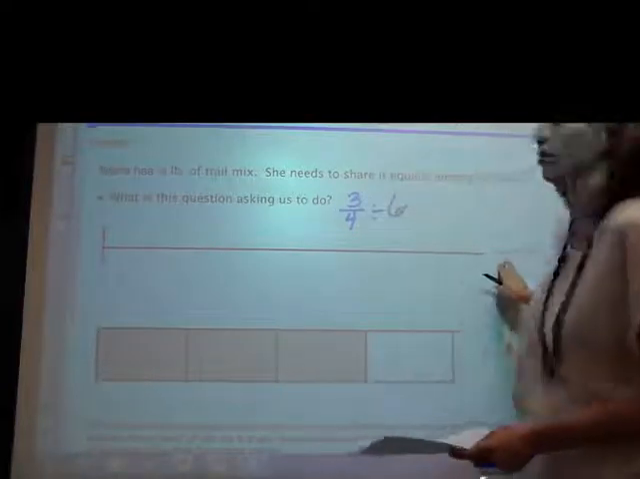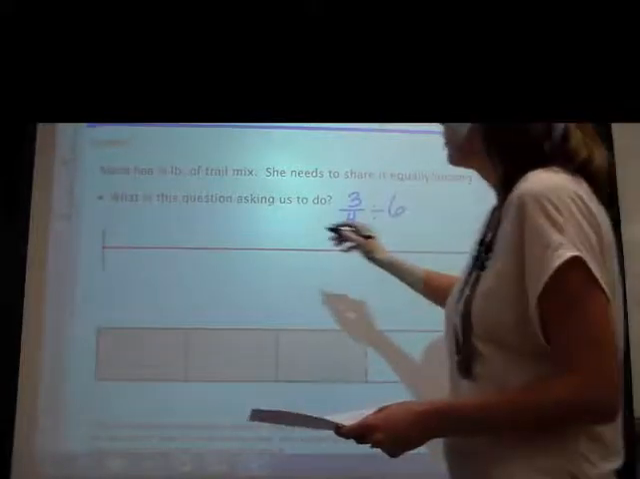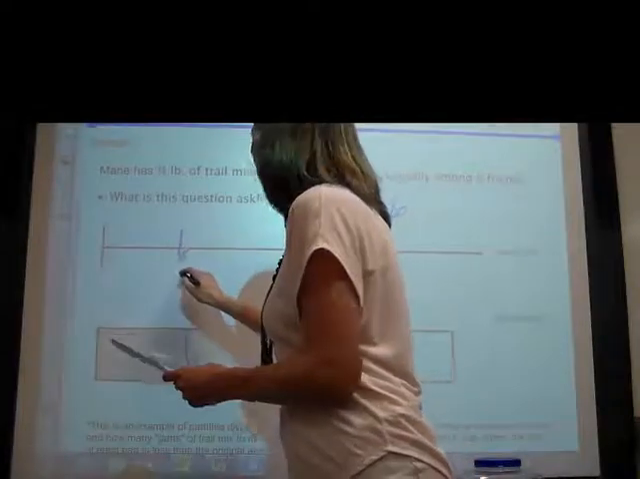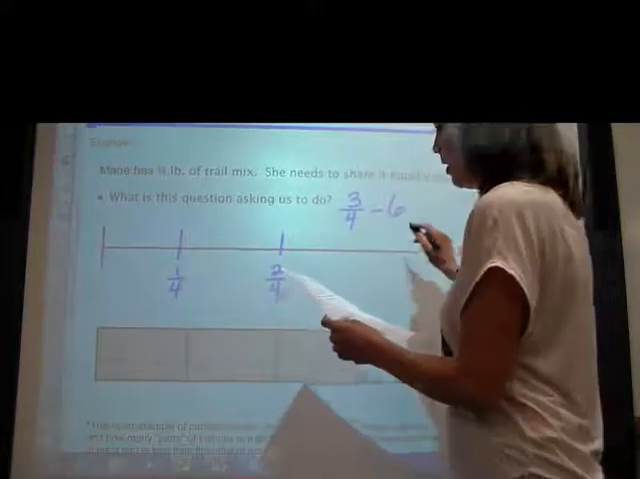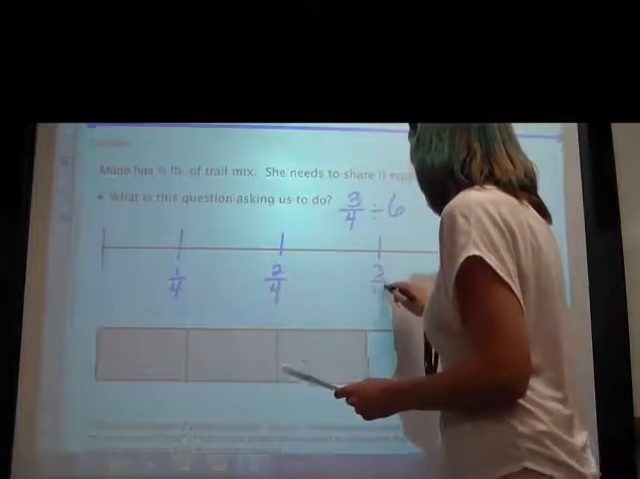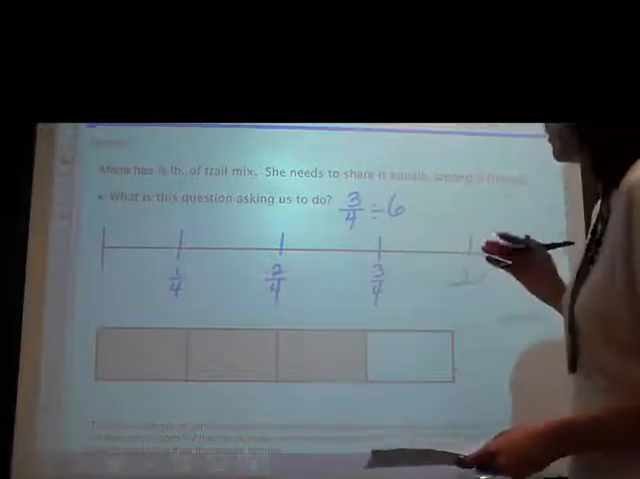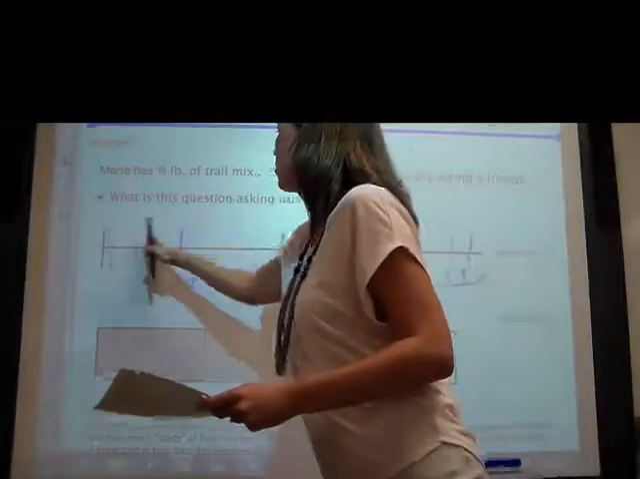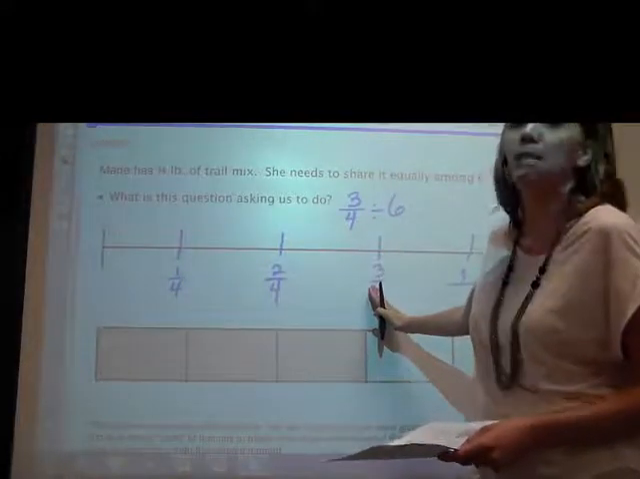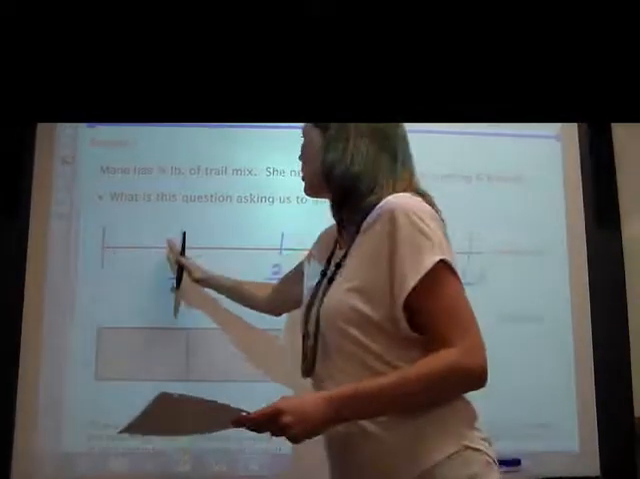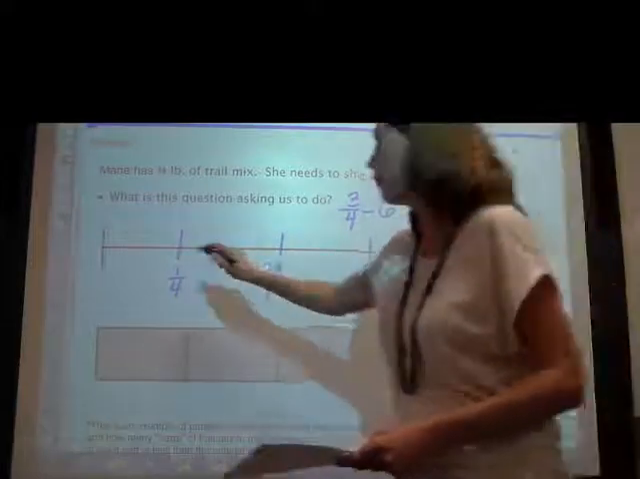The first one is going to be our number line. So what I'm going to do is create a number line by showing this is 1/4, then we have 2/4, and then we have 3/4, and then we have 4/4, which is equal to 1 whole. Now, here's our 3/4. So this place to this place, that's how much we have. So if we have to divide it by 6, well, this is only 3 sections. So what I need to do is divide each of those sections in half.